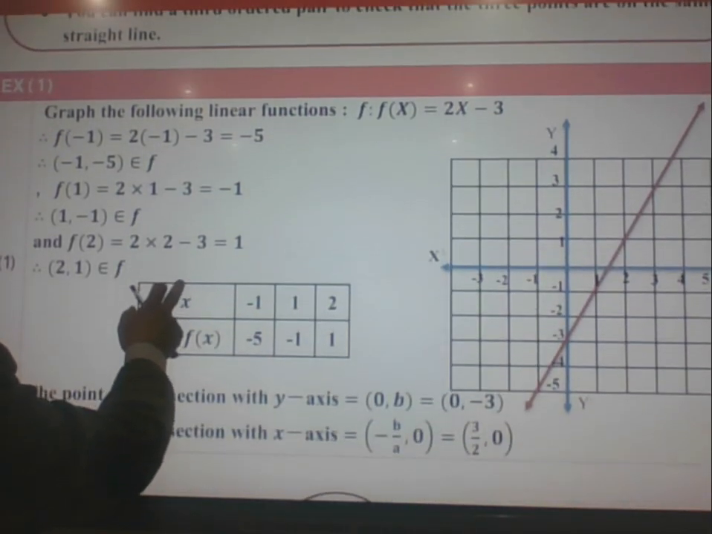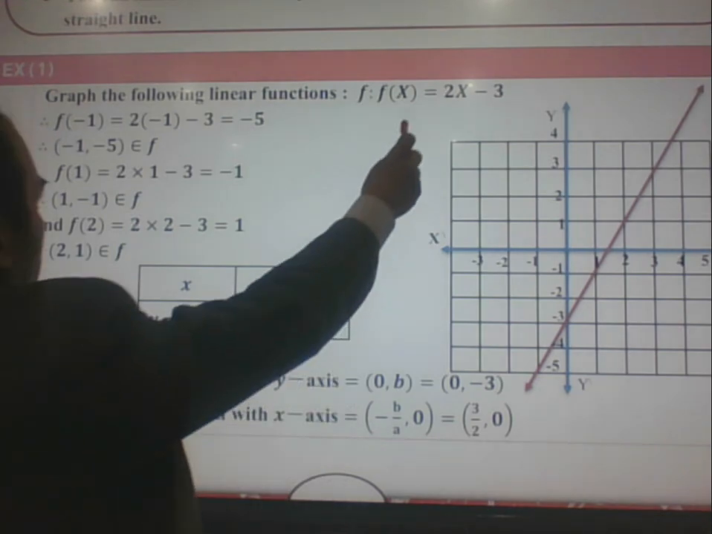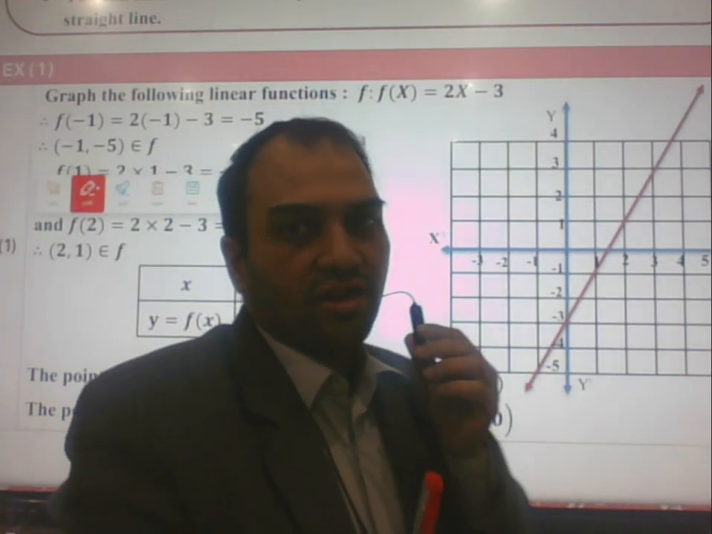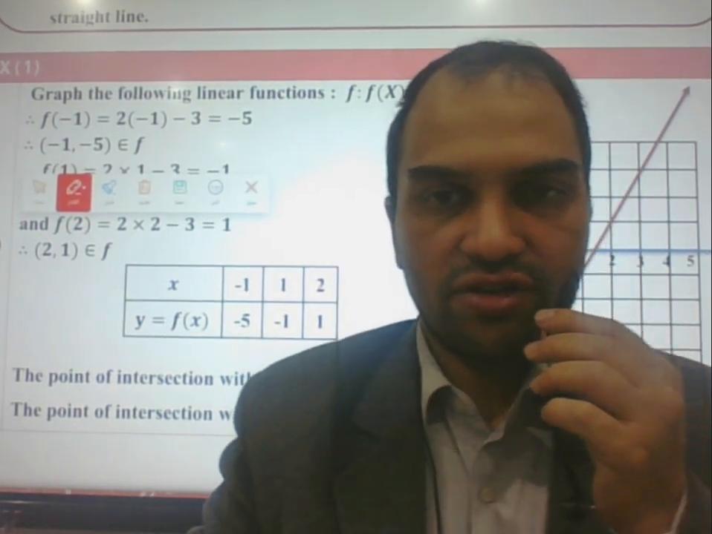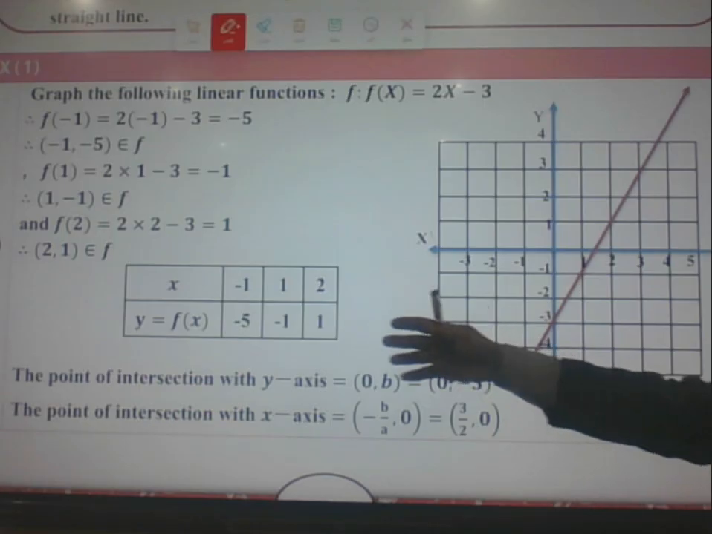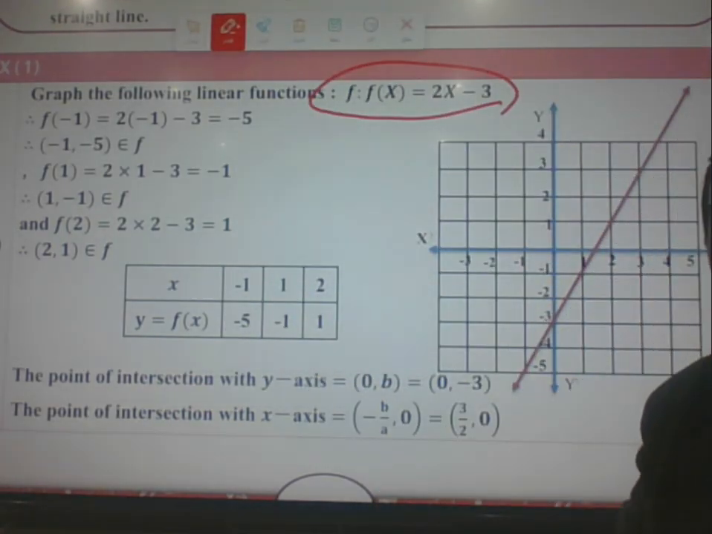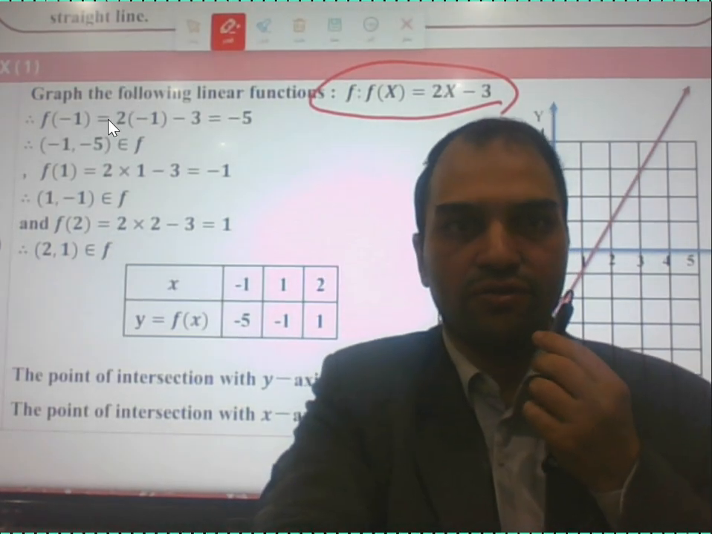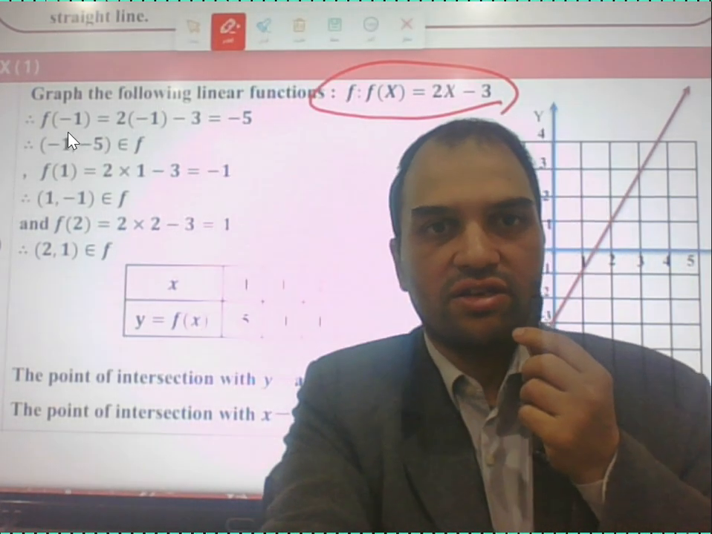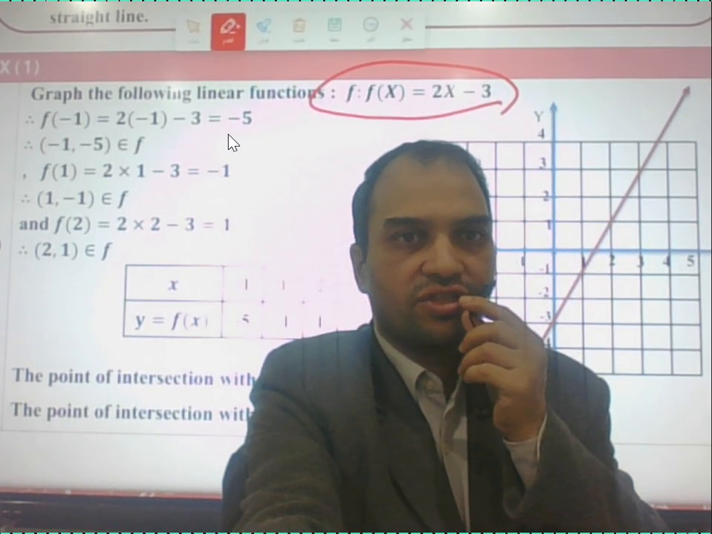Look at this example. We have the function here, f of x equals 2x minus 3. We want to draw it. You can choose any 3 points, and after choosing 3 points, you can represent it in a graph like this. We draw the table, and the function here, f of x equals 2x minus 3. Then we can find the value of the function when x equals negative 1. Here, 2 times negative 1 minus 3 is negative 2 minus 3, which is negative 5.